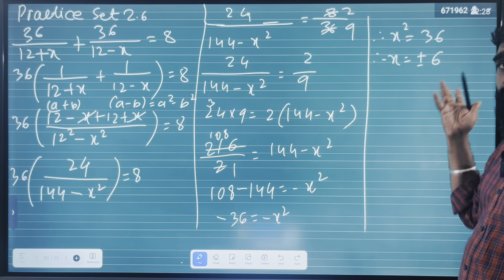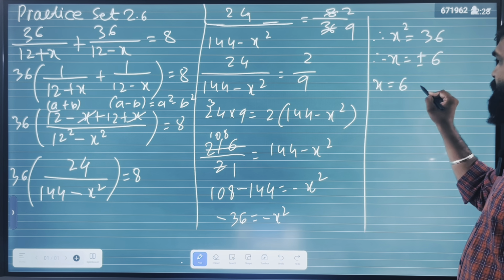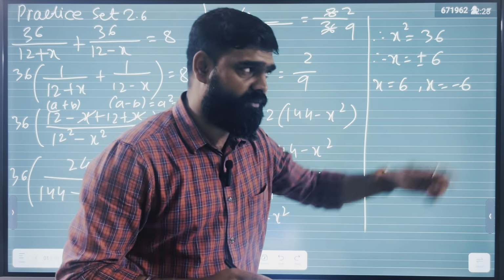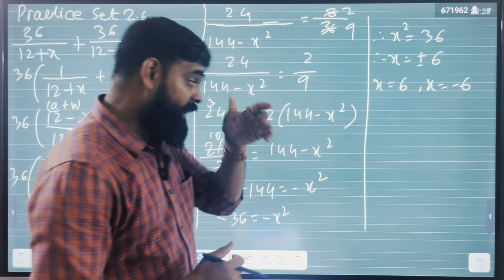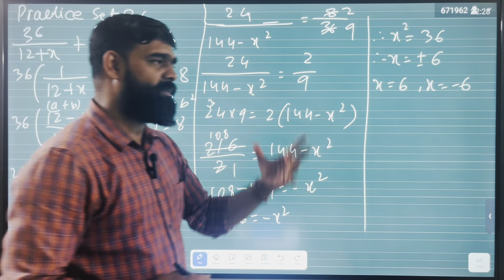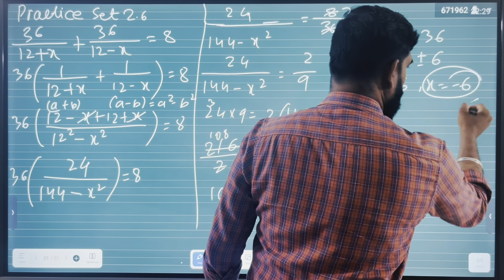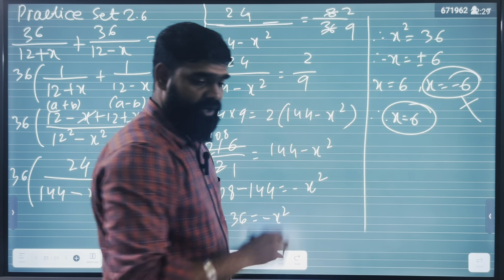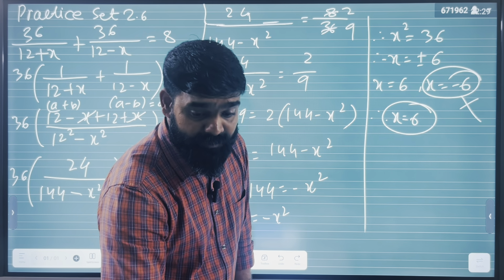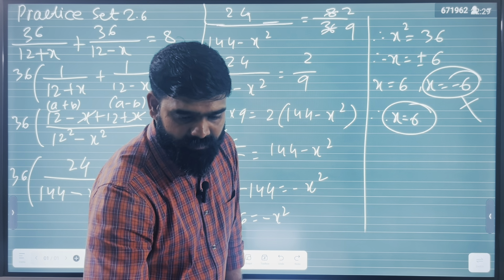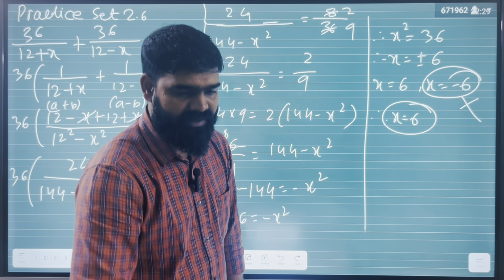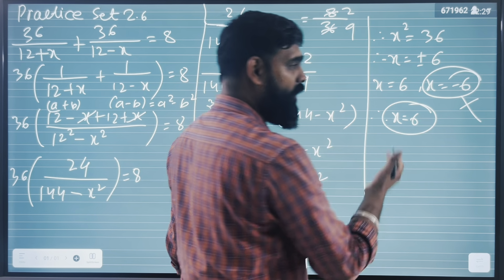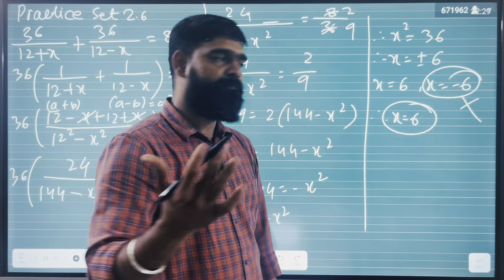So we have two values: one value of x is positive 6 and the other value is negative 6. We are finding the speed of the boat, and that speed never comes in negative. So we have to consider x is equal to 6. This is the required answer. Our question was to find the speed of the water current, right? So the speed of the water current in this question is 6 km per hour. So we got our answer.